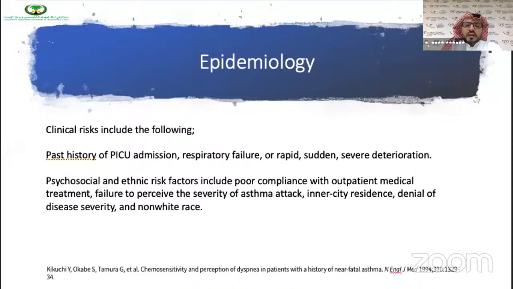They also mentioned the clinical risk factors, which most of you might be aware of: past history of ICU admission, respiratory failure, or rapid, sudden, and severe deterioration. Psychosocial and ethnic risk factors include poor compliance with outpatient medical treatment, failure to perceive the severity of an asthma attack, inner city residence, denial of disease severity, in addition to non-white race.